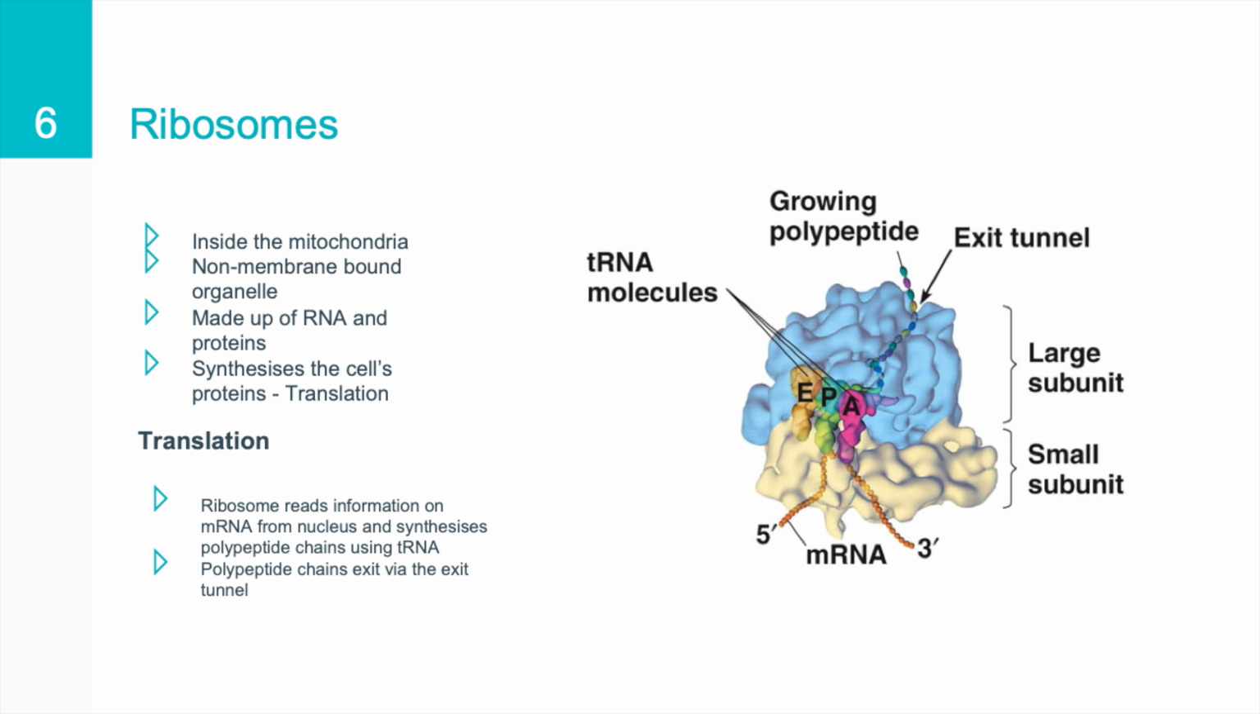This can happen as ribosomes are the molecular component that read information on mRNA obtained from the nucleus, and from there they can synthesize polypeptide chains for the cell. tRNA molecules are also involved as they carry the amino acids that need to be assembled to form a protein. Once protein synthesis has happened, the polypeptide chain exits through the exit tunnel of the ribosome.